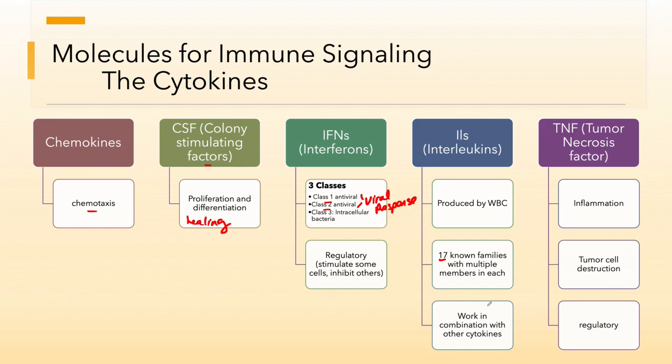Interleukins most often work in conjunction or combination with other cytokines and have a whole array of different effector functions. Last is the tumor necrosis factor. This plays a very strong role in the inflammatory response. Its primary activity is to destroy tumor cells. It is produced by cytotoxic T cells and natural killer cells, and they will release the tumor necrosis factor to break down and destroy tumor cells.